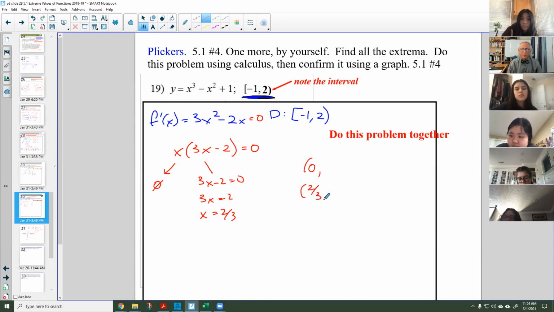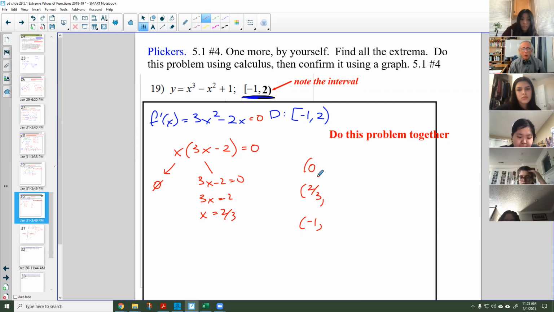And there's a third one. There's a third place I have to check for extrema. What is it? Somebody tell me. Just unmute and tell me. The endpoint that is included. I gotta look at this endpoint -1. So those are the x values that I have.